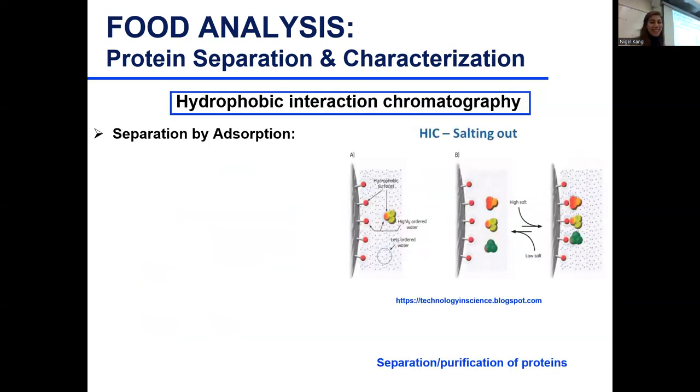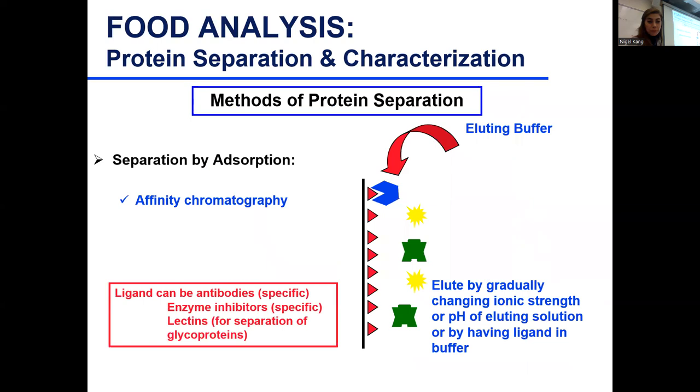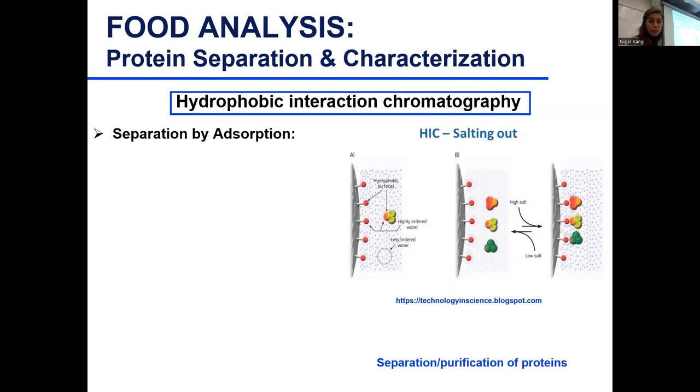One or two more minutes. I think this is the last topic. Not the last adsorption method, but I want to talk about this: hydrophobic interaction chromatography, or HIC. Hydrophobic interaction chromatography is another method based on adsorption. So it's a surface phenomenon.